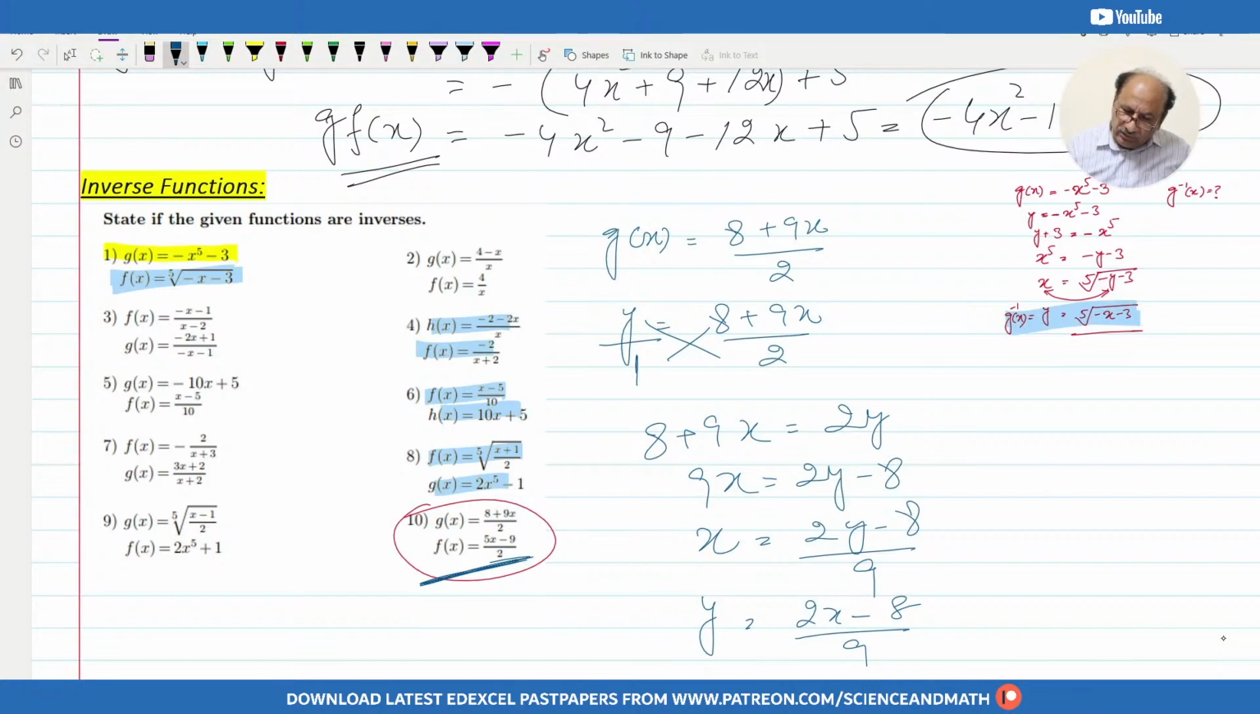So now we can swap x and y. We already swapped x and y. So this will be g inverse of x, g inverse of x is equal to 2x minus 8 over 9. This will be the final answer.